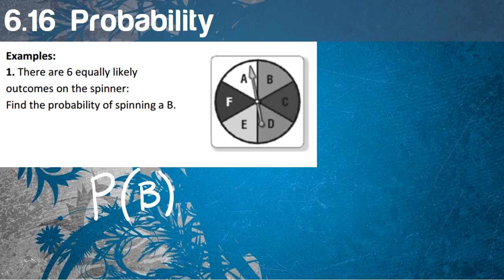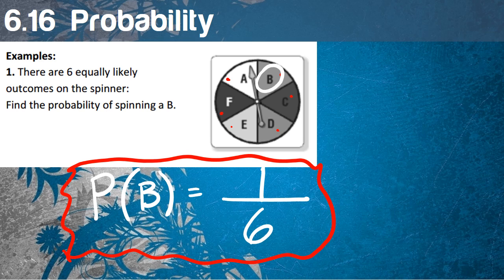So P is probability, the outcome is the B, equals, and so we have to count up how many total spaces there are on this spinner. We have 1, 2, 3, 4, 5, 6. There are 6 possible outcomes. And letter B only shows up once on our spinner, so we're going to put that in our numerator. So in the math terms of our game here of the spinner, the probability of spinning a B would be 1 out of 6, or 1/6.